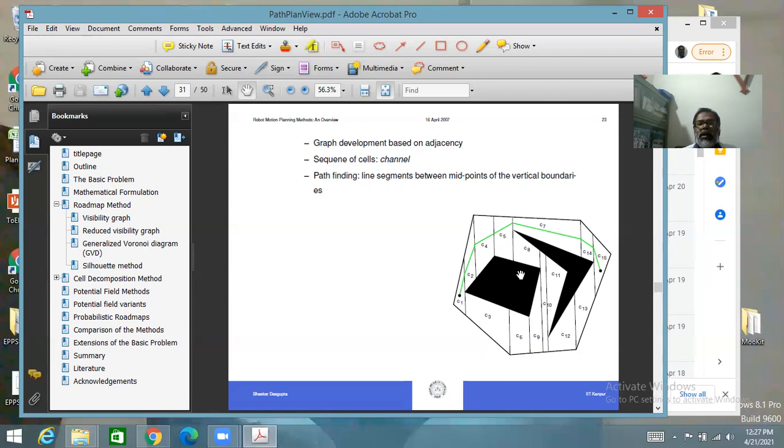Fine. Now the first edge will be C1, C2, right? This boundary. So for this edge, you work out the midpoint and connect the start point to that midpoint. Okay. This is important because now crossing over becomes trivial. And then the next edge in the channel is C2, C4. So you find out the midpoint of the boundary of C2, C4, this boundary. Okay. So then this midpoint to this midpoint, to that midpoint, and so on, to this. Now make note that this is not optimal.